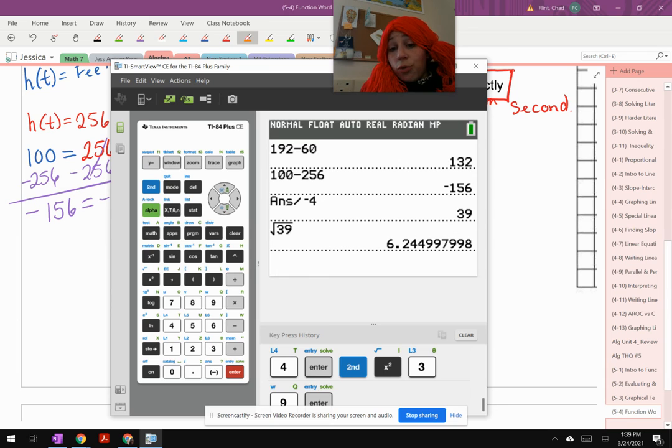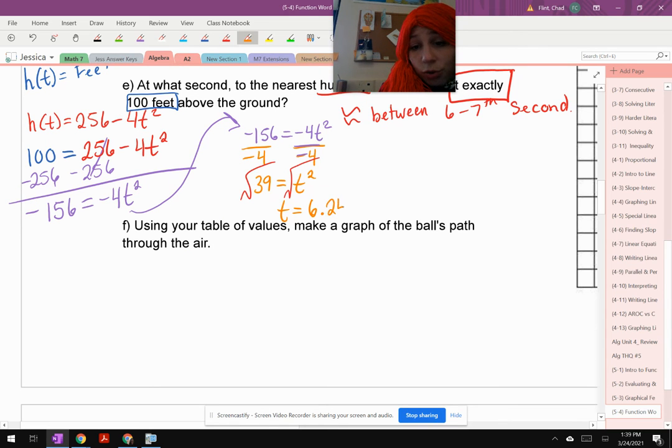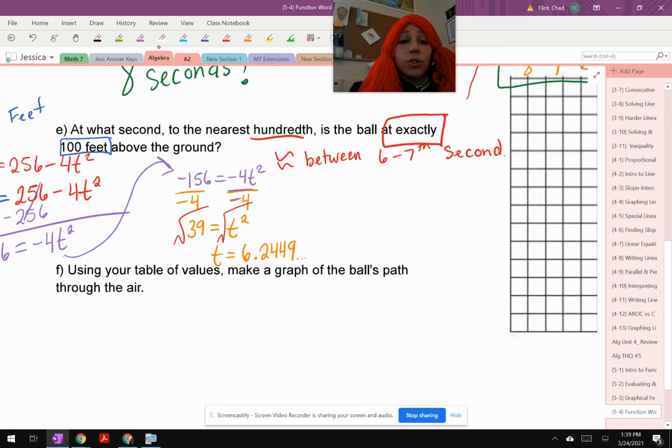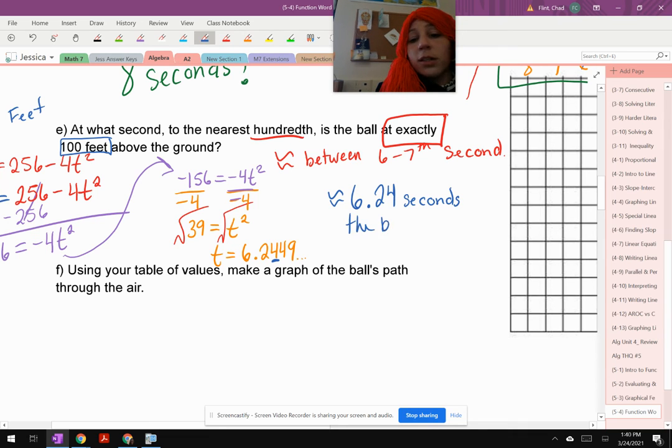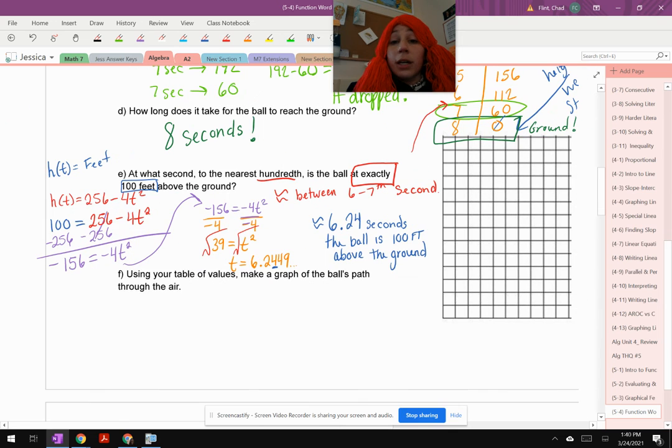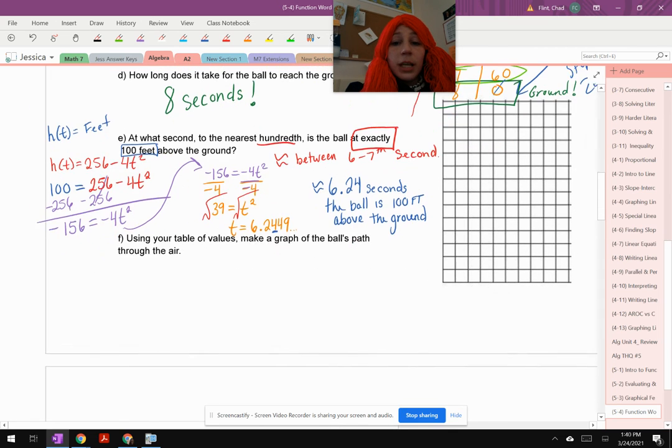So 6.2449. Just showing that decimal there first, and then taking the second to round it afterwards. They asked for the nearest hundredth, so tenths, hundredths. So at approximately 6.24 seconds, the ball is 100 feet above the ground. So don't forget, you can always solve for those ones that aren't very clear by plugging them in and using that equation there. So that's part E.